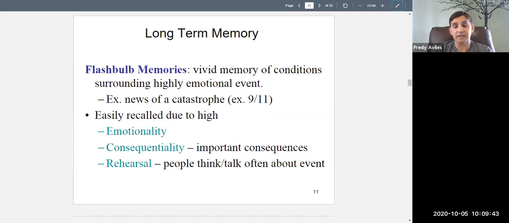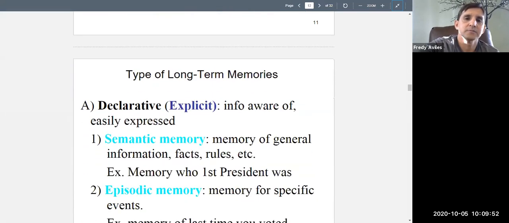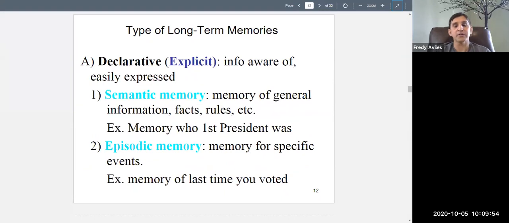But research does show that these memories do fade with time. You do lose some details. They do fade with time, but it is still a very strong memory. Now, we can break up long-term memories into other types as well. There are what we call declarative memories. So the flashbulb memories are a special kind of emotional memory, which will fit into some of these types that we're going to talk about right now.